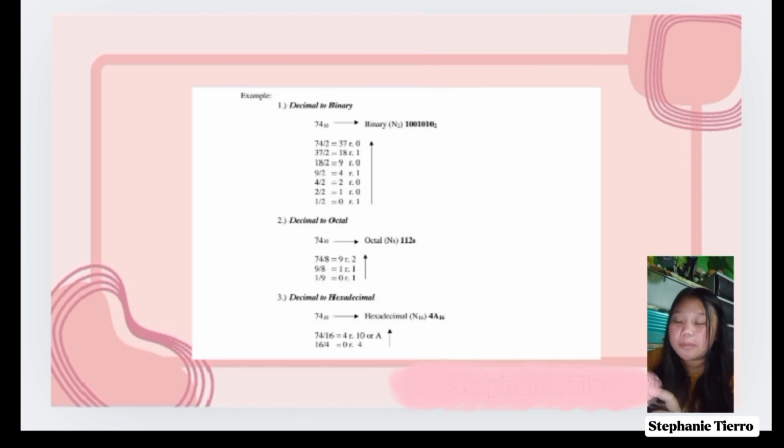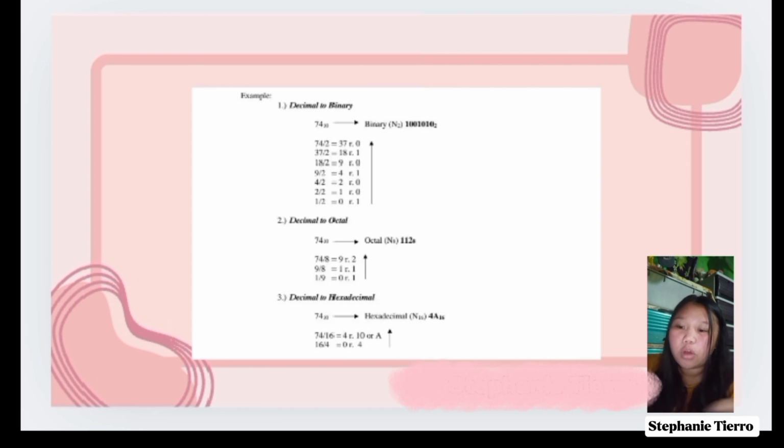And next, the decimal to hexadecimal. Same procedure lang din. 74 divided by 16, it's equal to 4.625. So, naisip nyo kung paano rin nakuha yon. So, 16 times 4 is equal to 64. 74 minus 64, yung decimal. Makukuha natin is 10.